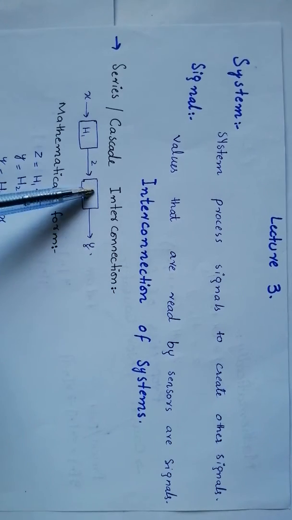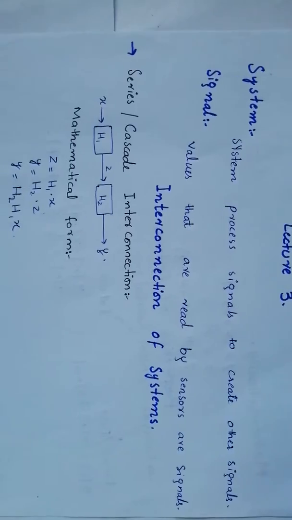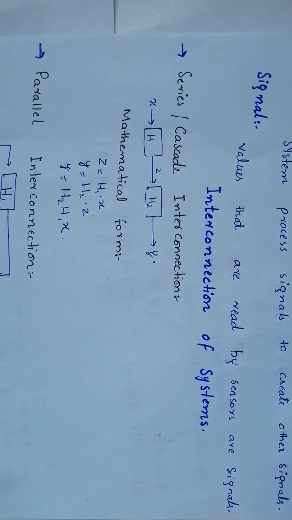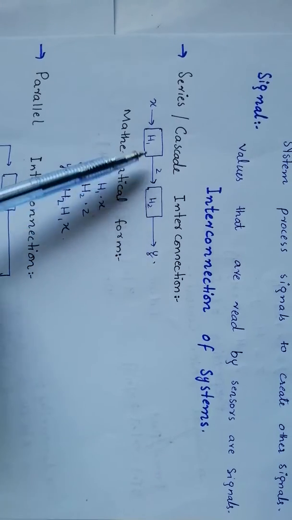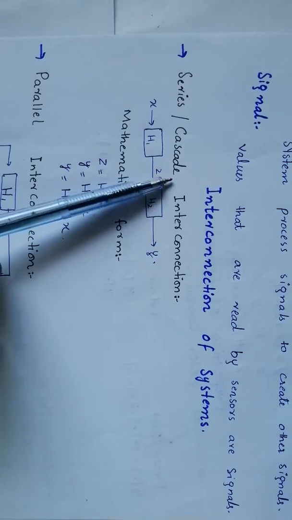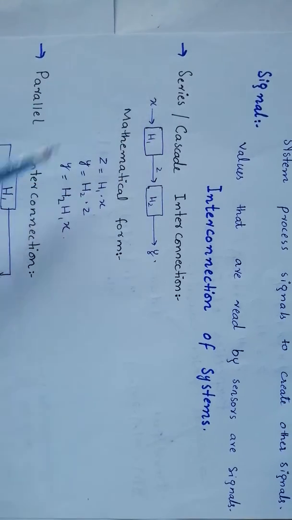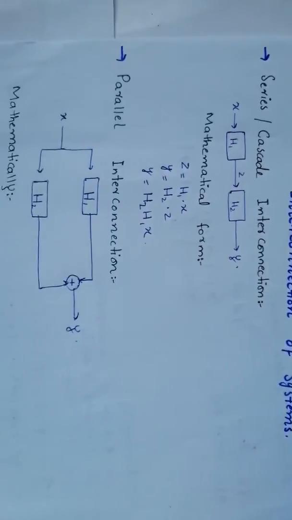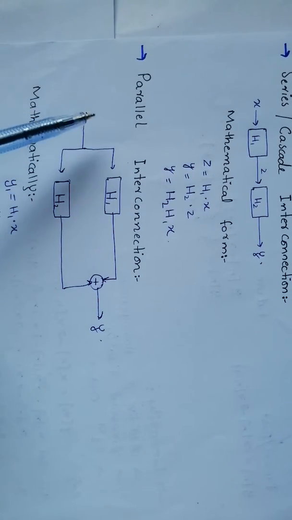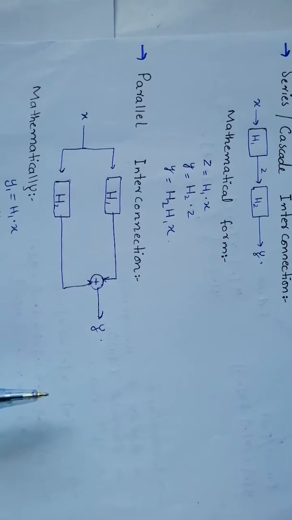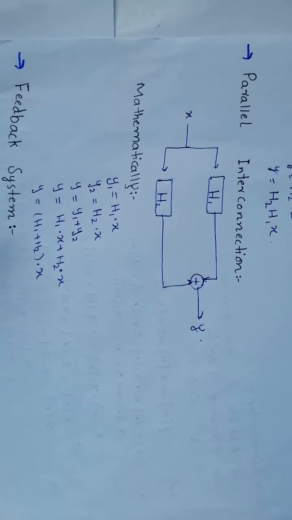Here we'll discuss interconnections of systems. When there is a node-to-node interconnection, it is called series interconnection or cascade interconnection. Its mathematical form is that the output equals the product of both systems applied to the first input. In a parallel interconnection, both systems get the same signal and the output is the sum of both outputs. Here is its mathematical form.